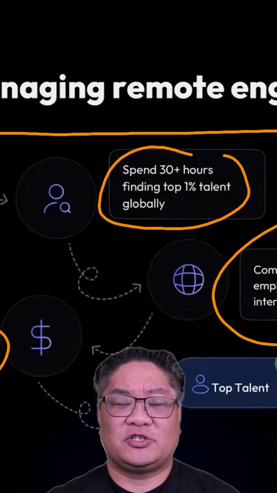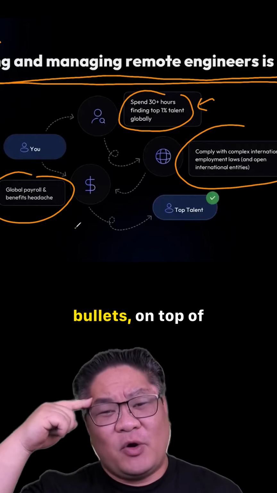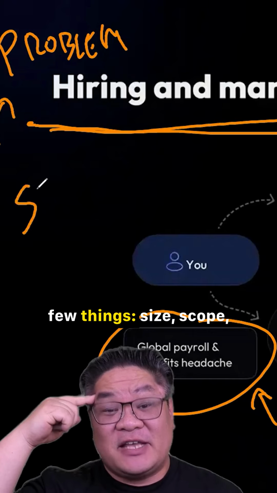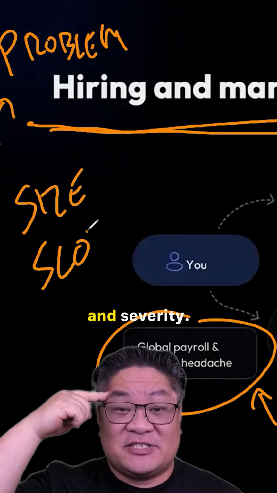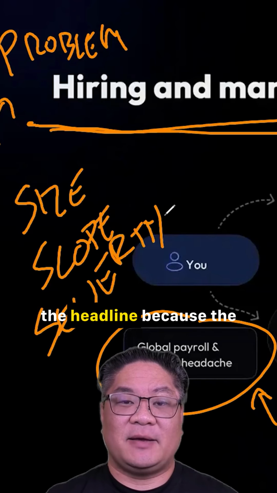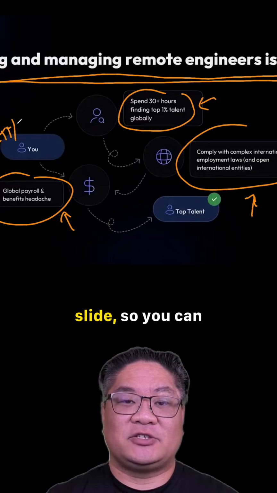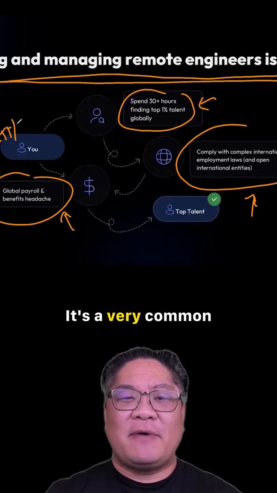This is a pretty solid standard slide, but I don't like the fact that we have to read these different bullets, on top of which we're missing a few things: size, scope, and severity. Now, I'm being picky about this in terms of putting it in the headline because the bullets are pretty good. This is a clean slide, so you can kind of get the drift right away. It's a very common problem.